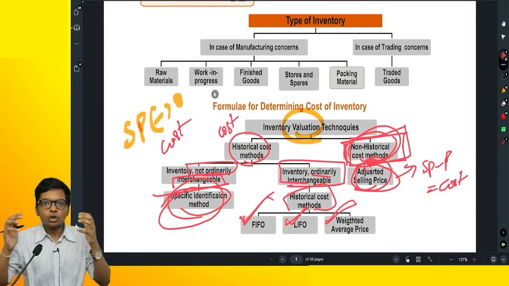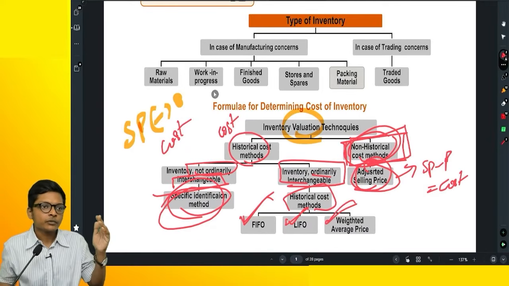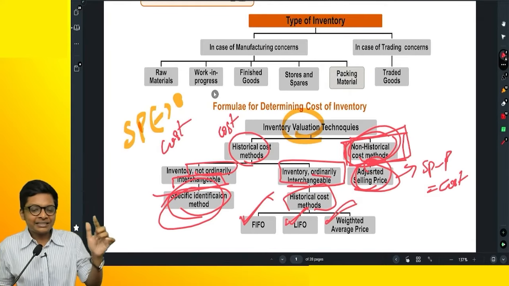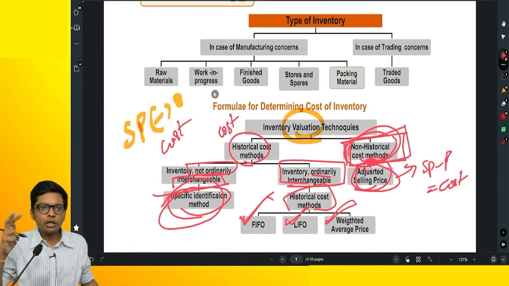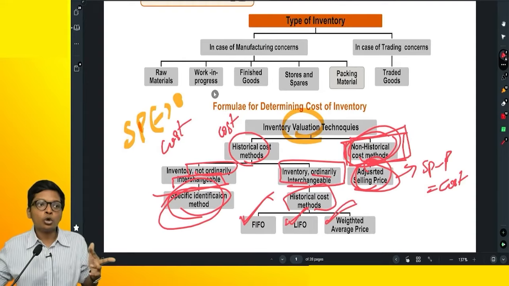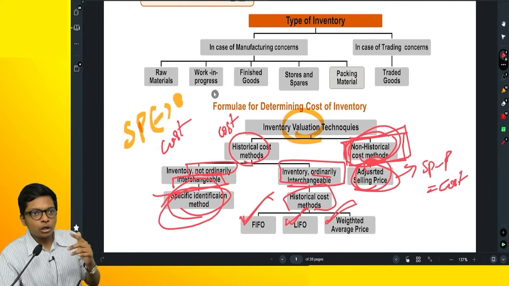Anybody has a doubt? So inventory methods are classified into historical cost and non-historical cost. Non-historical cost: adjusted selling price method. Historical cost, you split into 2: inventory is interchangeable, and inventory is not ordinarily interchangeable. So specific identification method is for not interchangeable. Ordinarily interchangeable can be substituted. That's the common method: FIFO, weighted average.